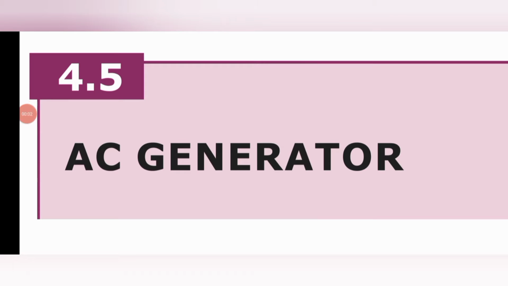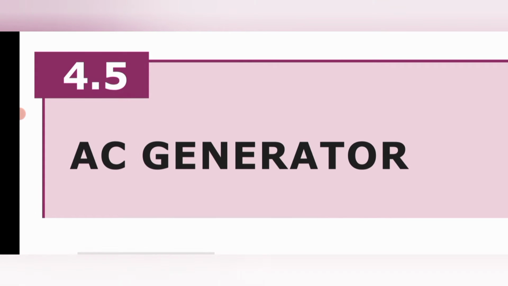The next topic of this lesson, unit number 4, is the AC generator. The name generator itself says that it is able to generate electricity. It is also referred to as an energy conversion device, because it can convert energy from mechanical energy to electrical energy. So this is also called the generator.